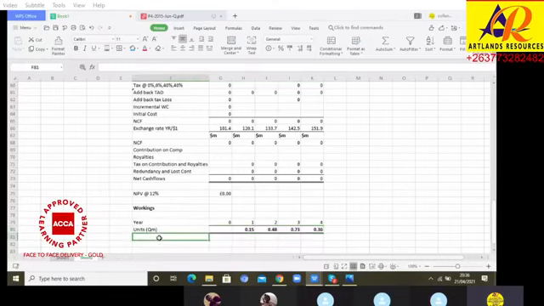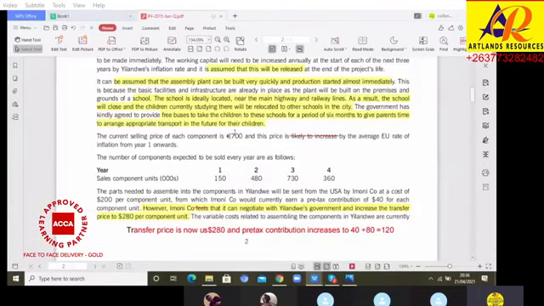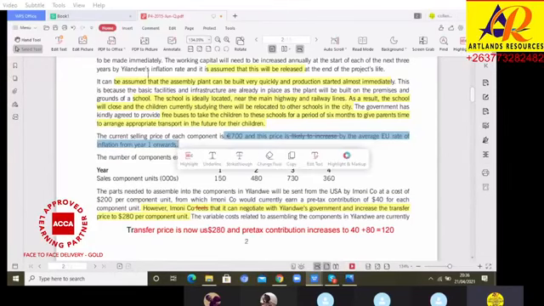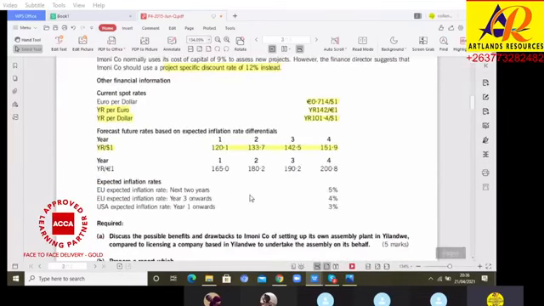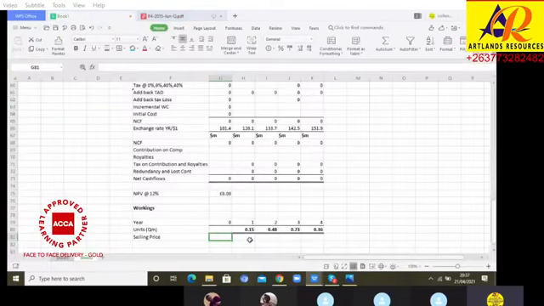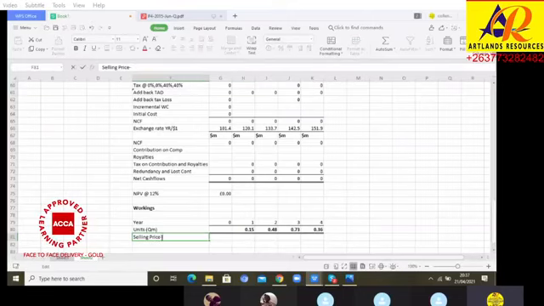And then selling price. Currently, we are told that selling price is in euros. The selling price is 700, but it is going to increase with euro inflation from year 1 onwards. Now, what is the euro inflation? You flip back. EU inflation is 5% for the first 2 years, 4% from year 3 onwards. So this selling price is in euros.